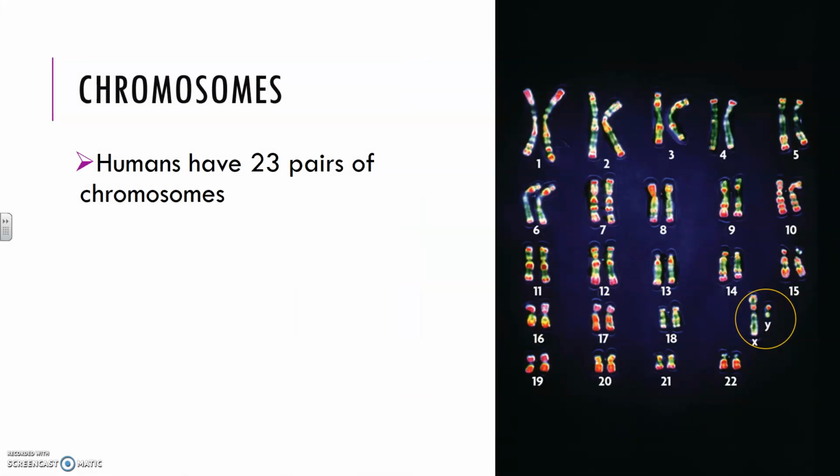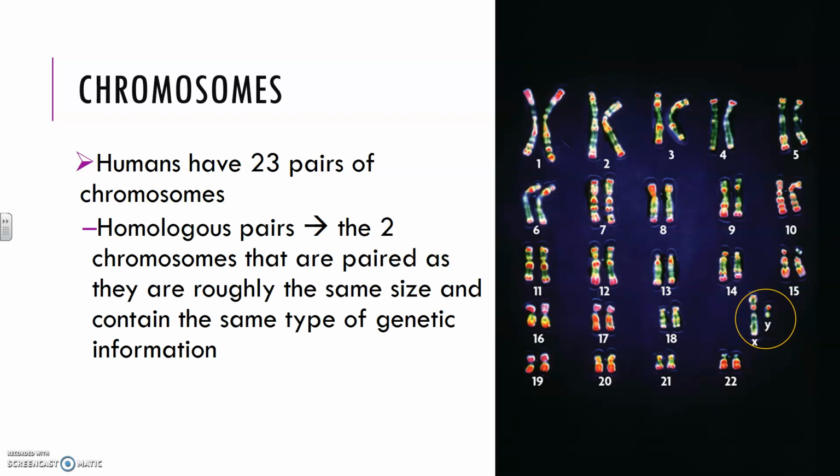So humans have 23 pairs of chromosomes. We've already gone over this. They are in what are known as homologous pairs. So homologous pairs are the 2 chromosomes that are paired that are roughly the same size and contain the same type of genetic information. So if you have a gene for, say, how a specific part of the kidney is shaped, like here in chromosome 7, you're going to have that gene right here, and then you're also going to have it in the other chromosome, the homologous chromosome.